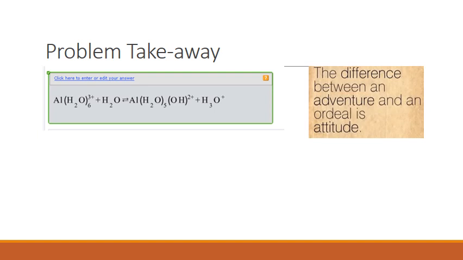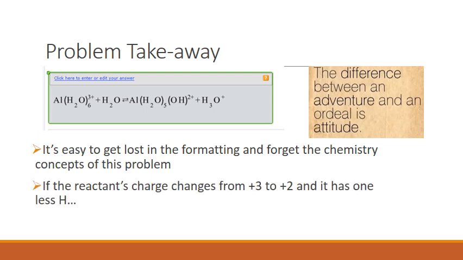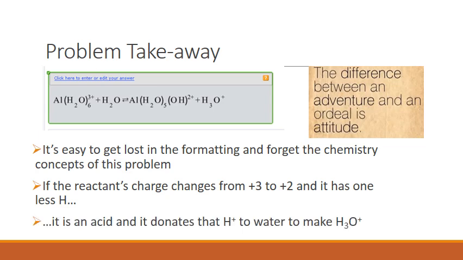That was quite a process. So it's easy to get lost in the formatting and forget the chemistry. Remember, the reason we're doing this problem is to learn acid-base hydrolysis. What we want to take away is the reactant's charge changes from +3 to +2, and it has one less hydrogen. It is an acid. It donates an H+ to water. Our other product is hydronium. That's your takeaway.